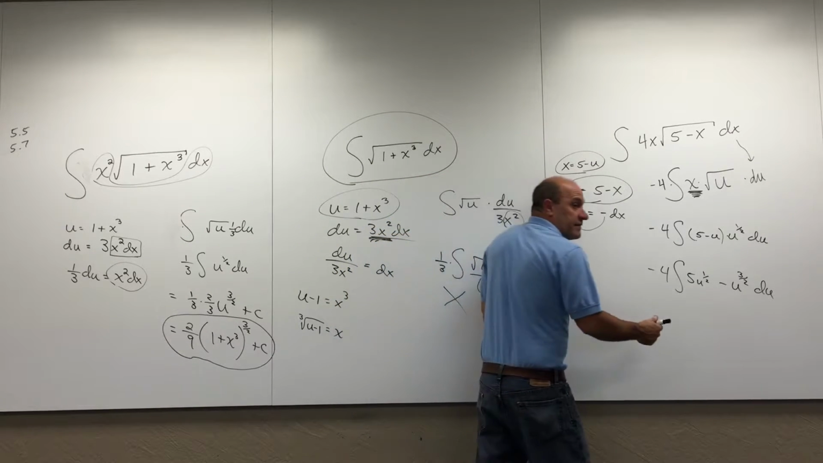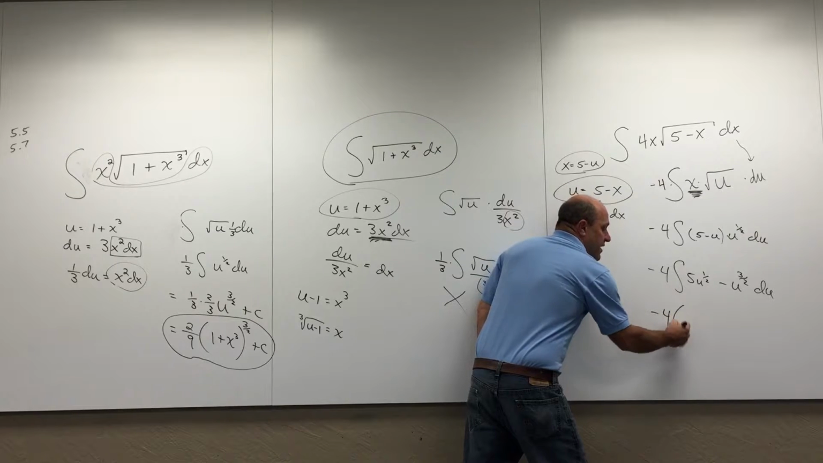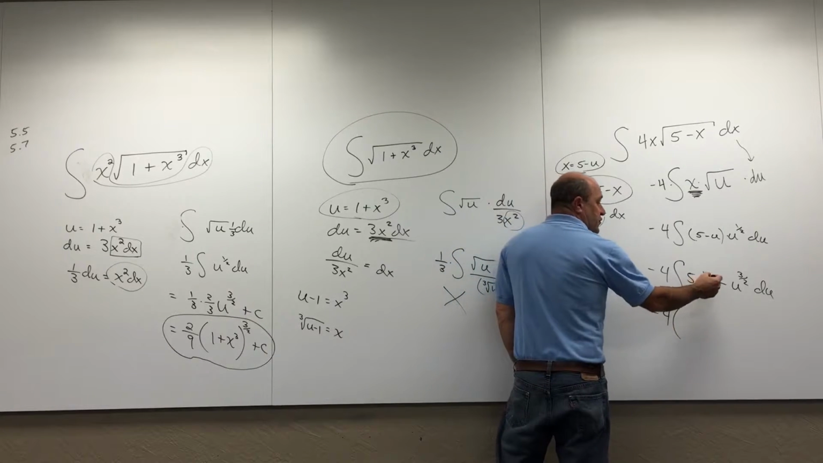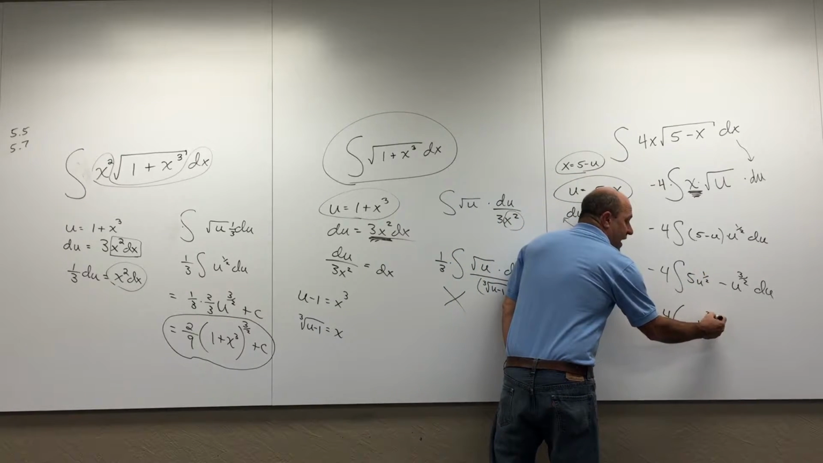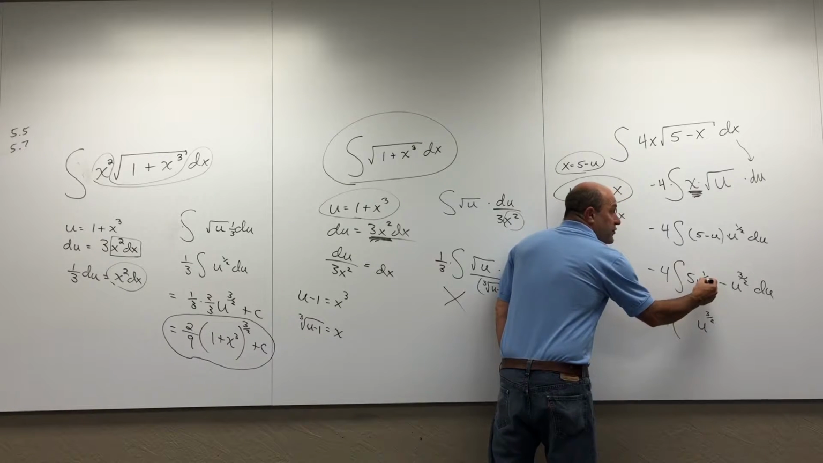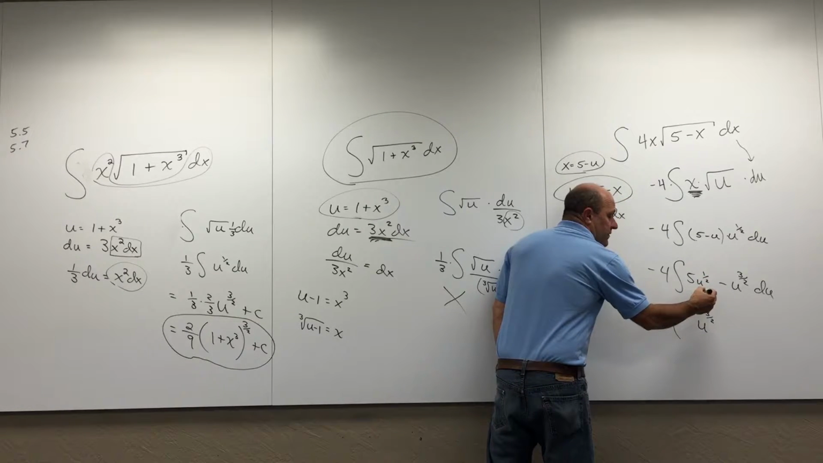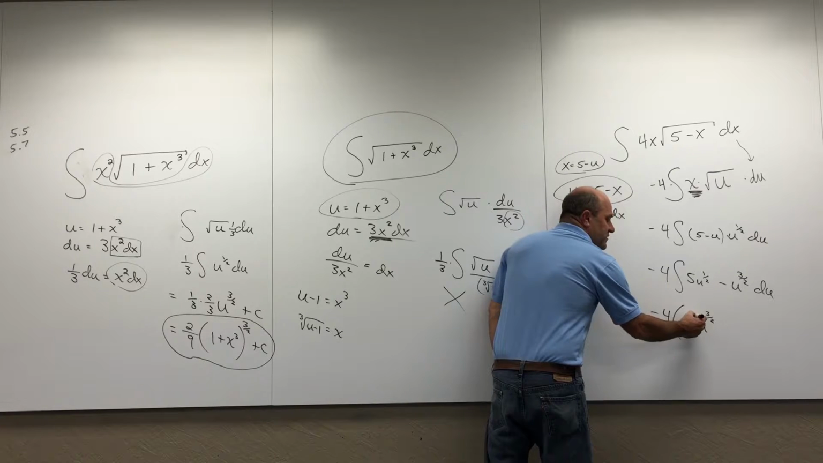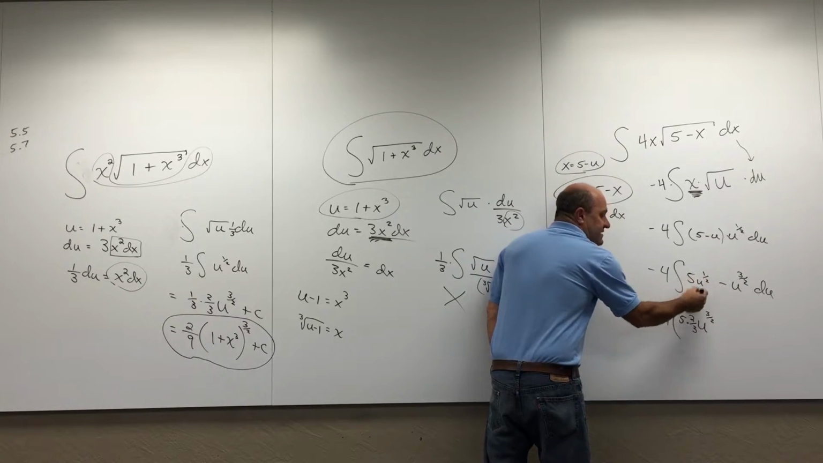So now I'll integrate. The -4 is out front, and here we go. That's u to the 3/2. When you integrate, you add 1 to the power, and you divide by 3/2, which means you multiply by 2/3. There's a 5 right there, and that guy is done.